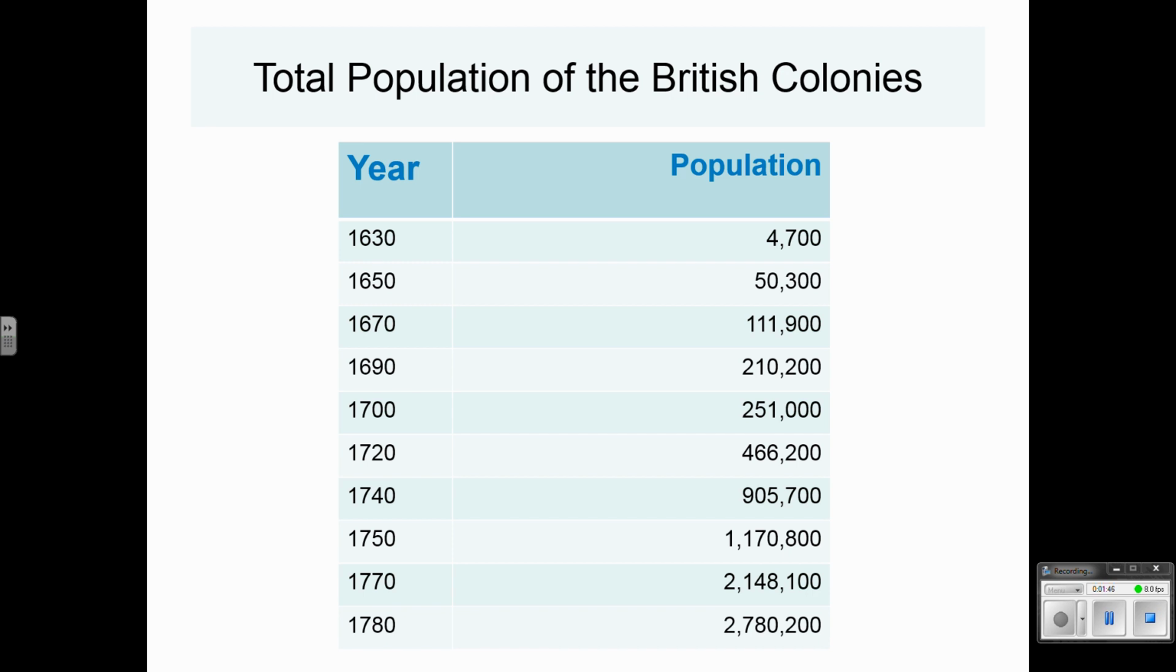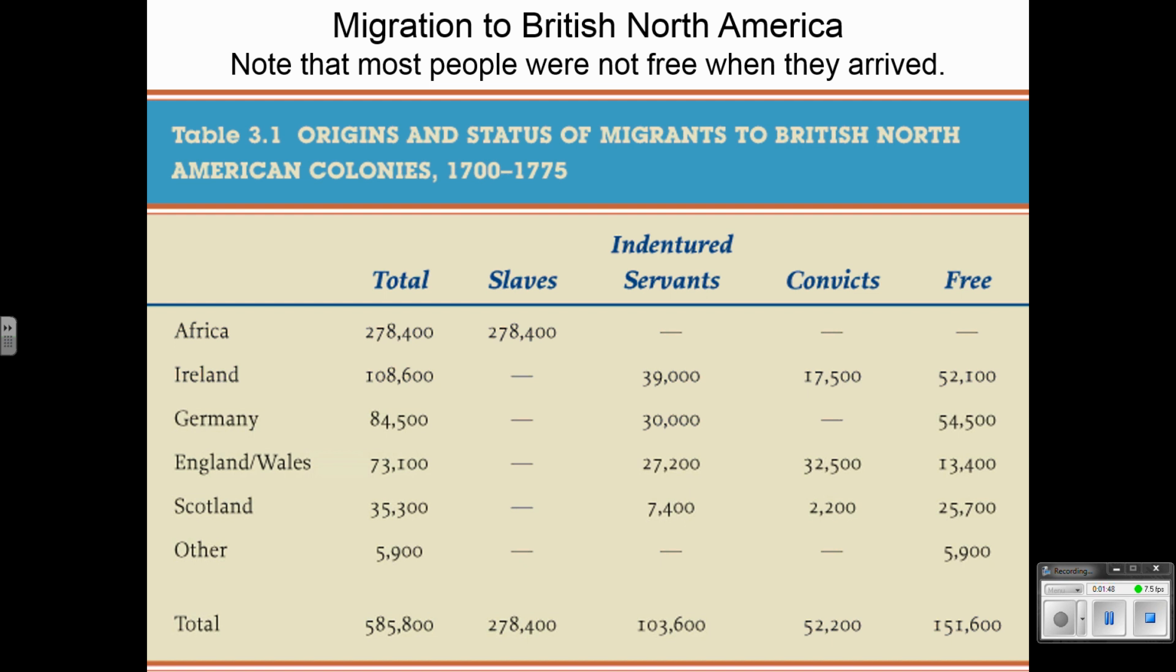Most of them, when they came, were not free. If you look at the totals on this bottom line here, about 585,000 people moved to British North America in the first 3/4 of the 18th century, from the beginning of the century to the beginning of the American Revolution in 1775. But almost half of them were slaves when they came.